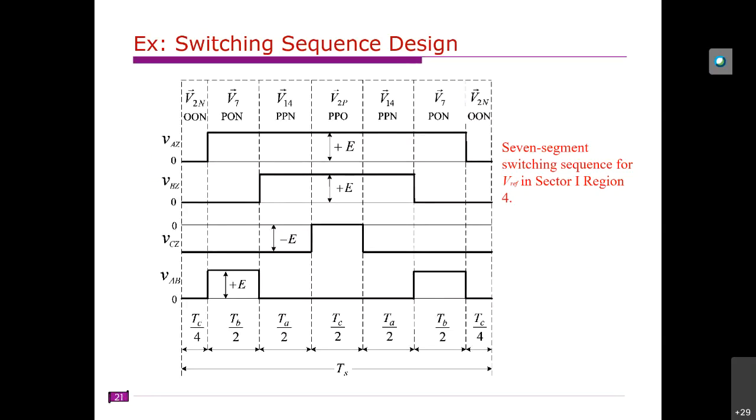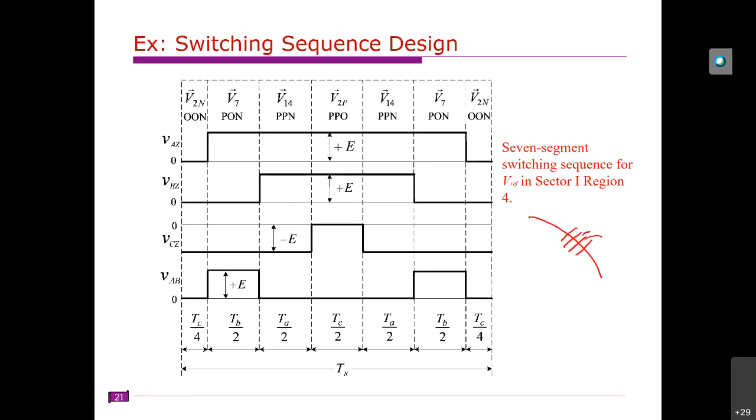The transition from one switching state to the next switching state involves only two switches. One switch is being turned off and the other switch is being turned on, the same as two level. So when it is changing from one switching state to another, it involves only one switching state being changed.